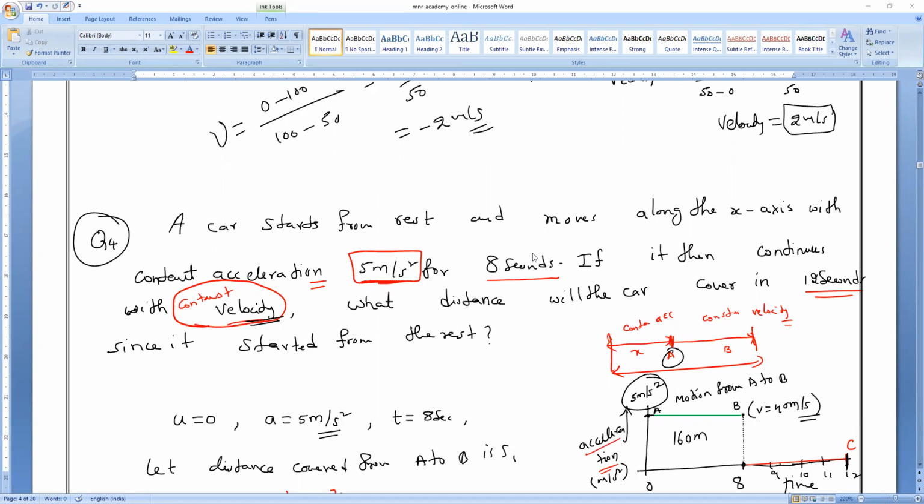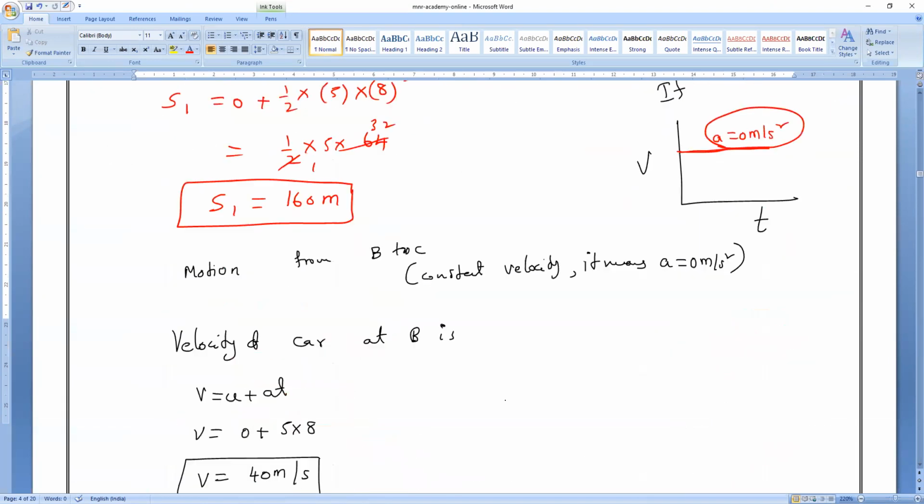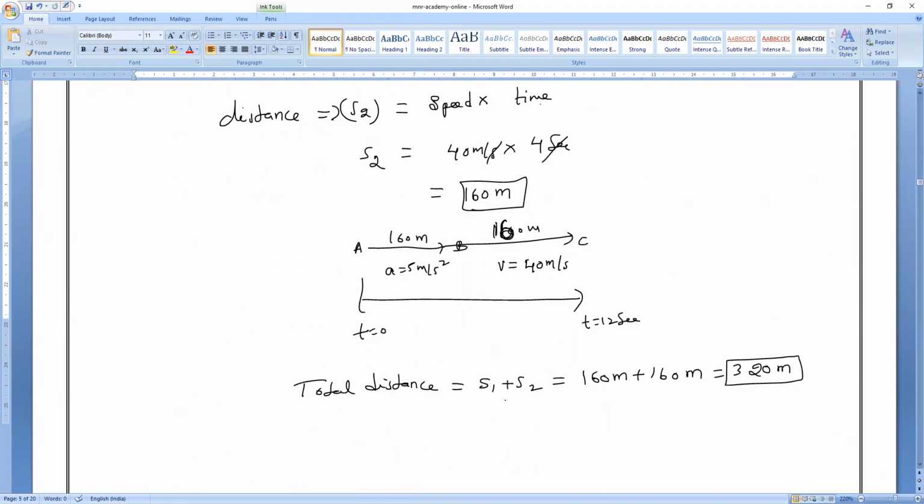Yes, sir. You can use the second equation also, nothing wrong. Okay, total journey equals how much? 160 plus 160, which equals how much, Shivani? 320 meters. Okay, that is what it is. So please solve it. For the second equation, how are you solving? Tell me.